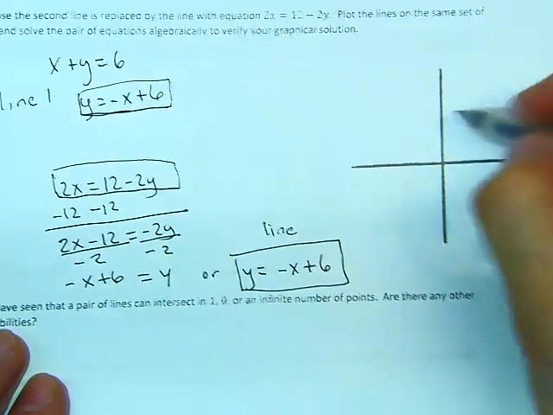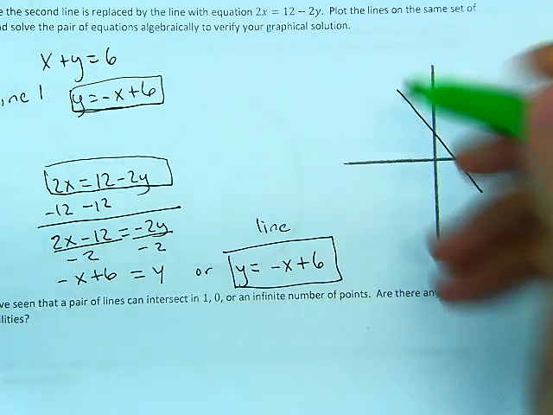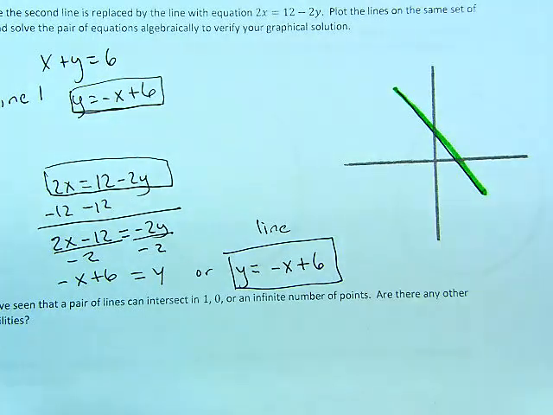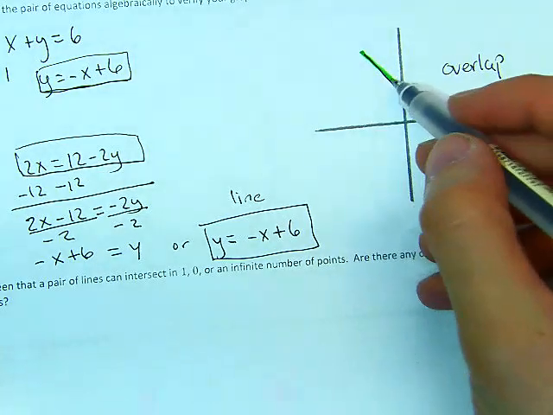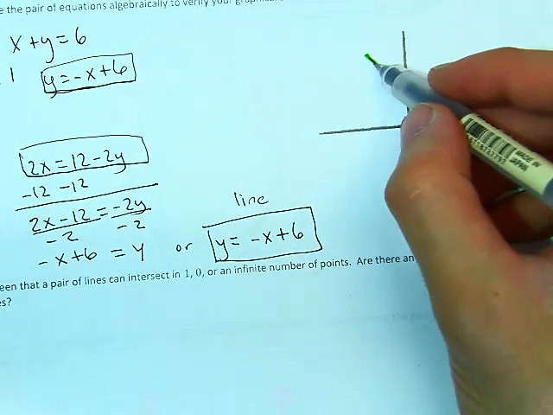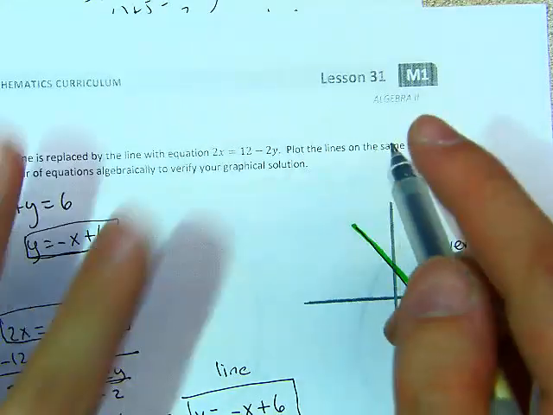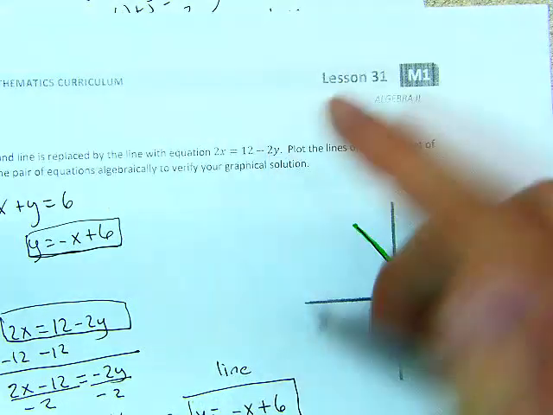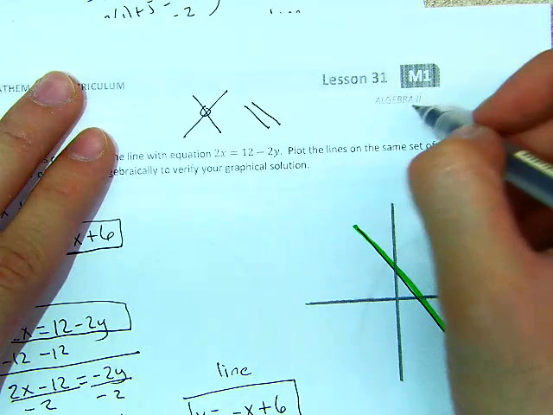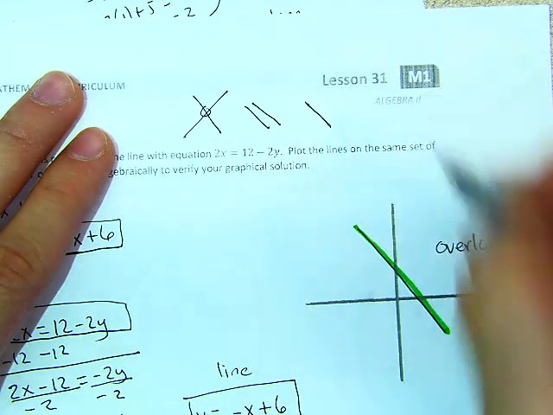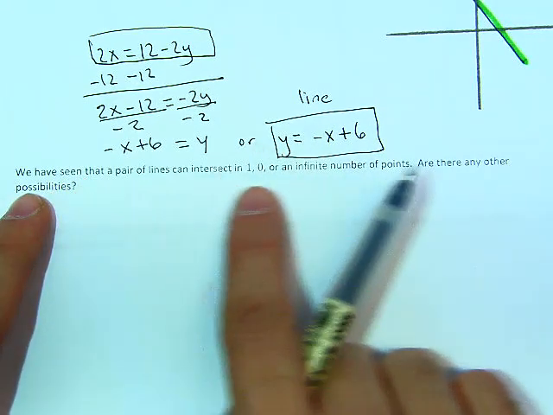So you're going to have two lines. This is line 1, and then maybe this is line 2. They overlap each other. They're both the same line. Every xy value will satisfy both equations. Okay? So if you have two lines, three things could happen. Either they hit one point together, they hit no points together, or they hit all points together. They're the same line. Okay?